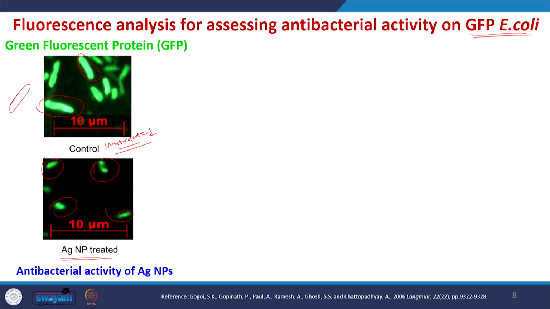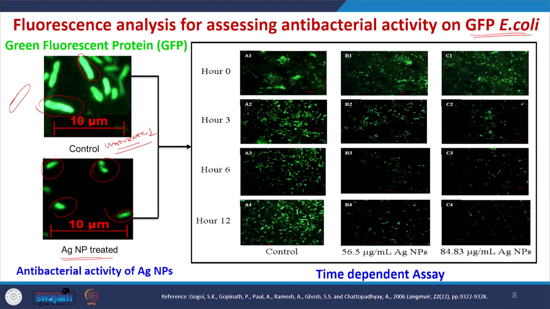And the advantage of this green fluorescent protein expressing E. coli is we do not have to add any additional fluorescent dye or stain to see the bacteria under the microscope. It has its own GFP, and under the UV light we can easily observe the GFP expression. So, that is the advantage of this GFP E. coli. And here also we can do the time dependent and concentration dependent study.